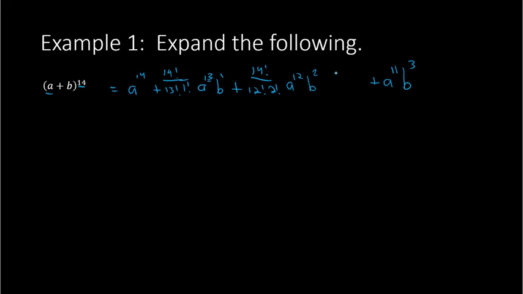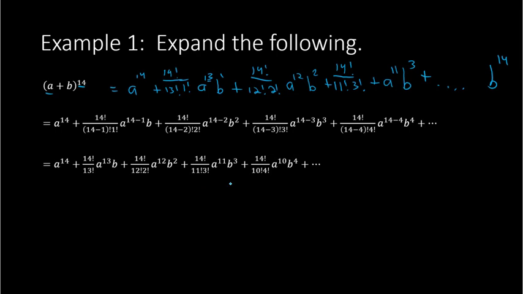The next term, again, is going to have a 14 factorial, and then we're going to have in the denominator 11 factorial and a 3 factorial. All right, and this pattern will keep on going till we reach the end. And the last term is going to be b to the 14th power.